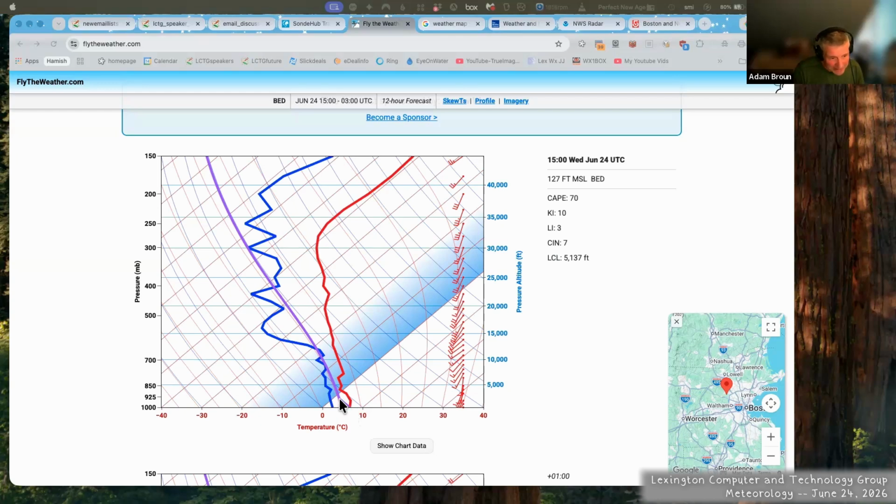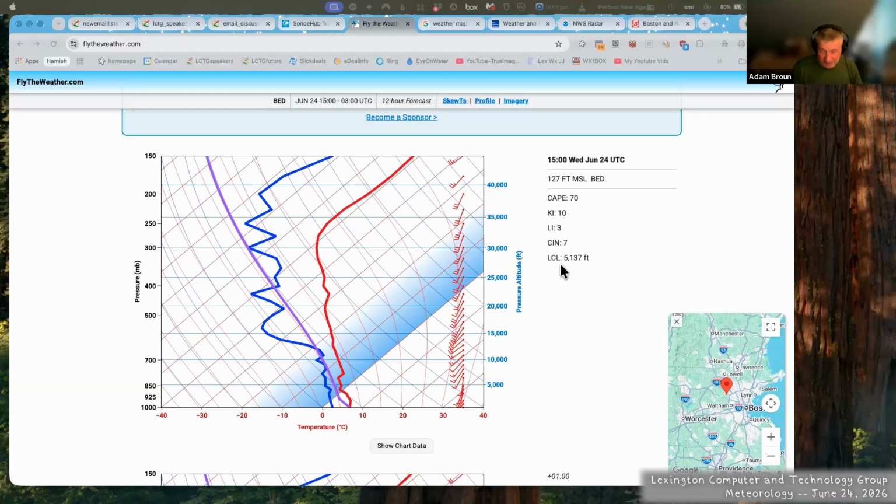Where it makes a little right hand kink, right where your cursor is now, is where that air is going to condense and start to form clouds. On the right hand side, it shows a number called LCL. Do you see that? Where it says 5137 feet. Yep. That is a prediction that we're going to have some cumulus clouds today, starting at 5,000 feet.